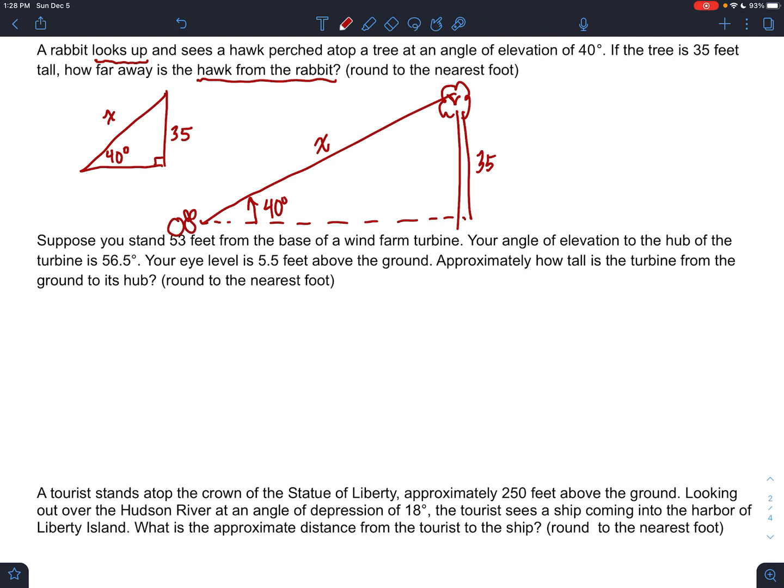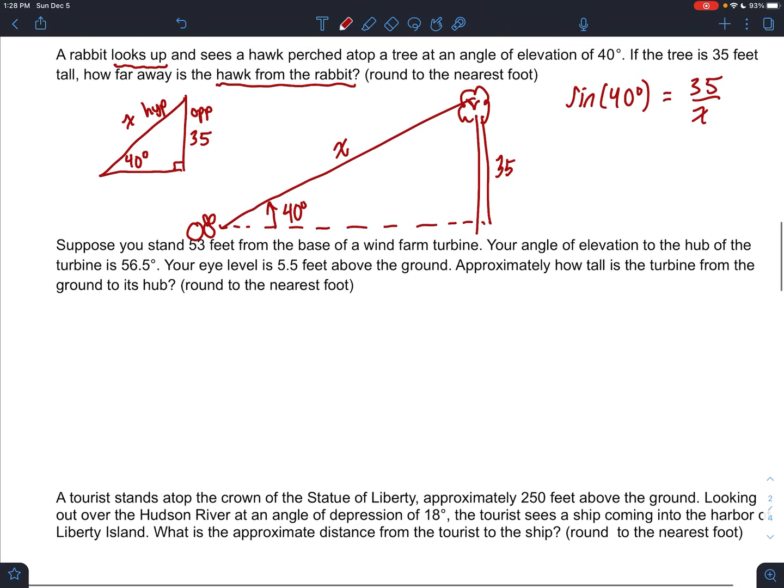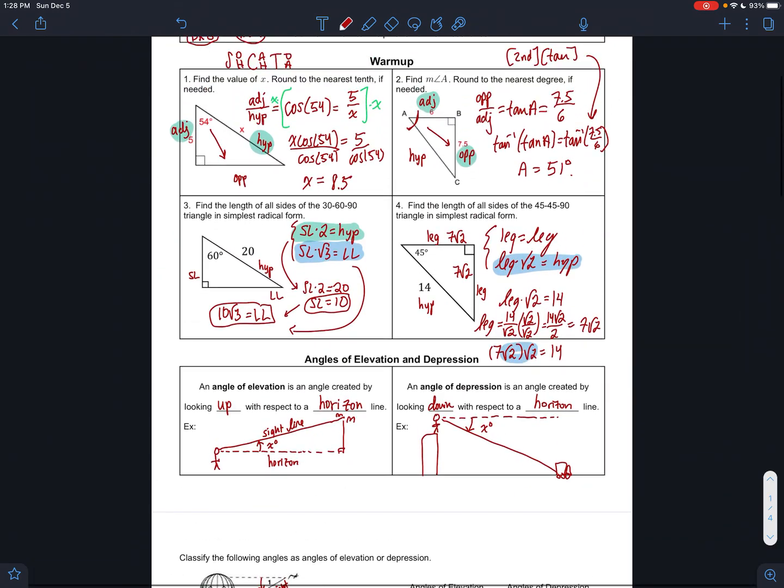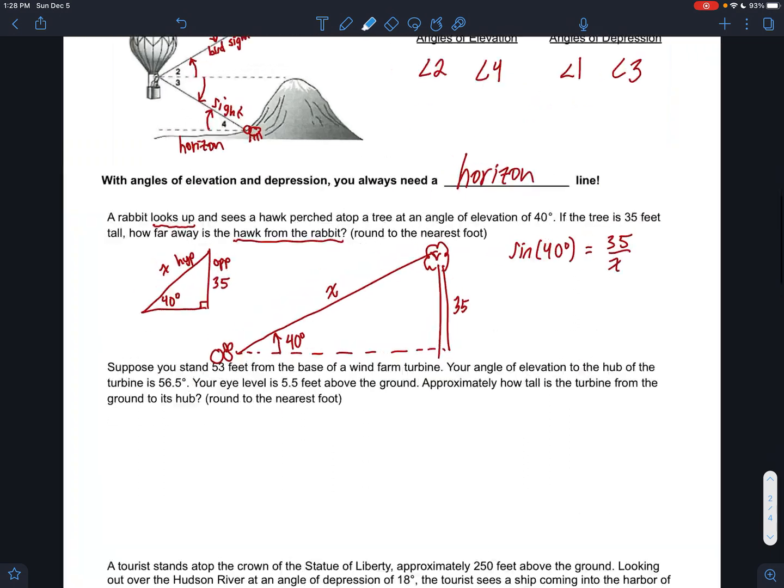So for every single one of these problems, you're going to end up picking sine, cosine, tangent, and solving an equation. And you'll probably get pretty sick of it. But this one is sine, right? Because this is opposite over hypotenuse. So sine of the angle is 35 over x. And this looks like one of our warm-up problems we did, number 1, where we had the x in the bottom. You see this right here?